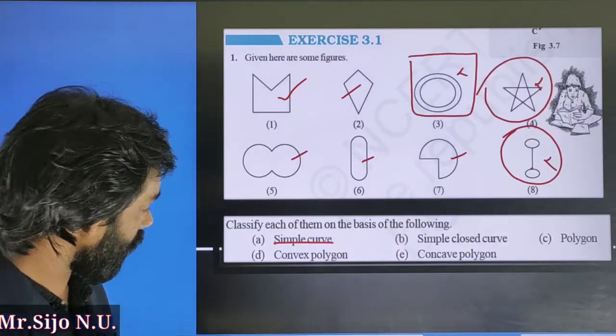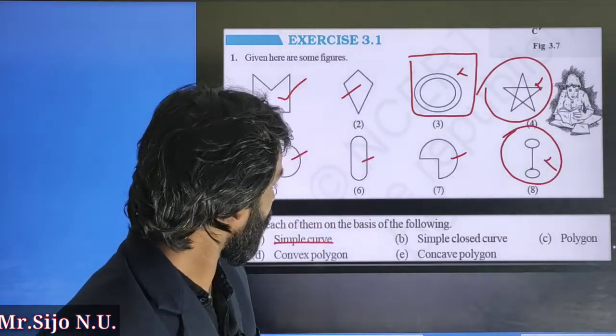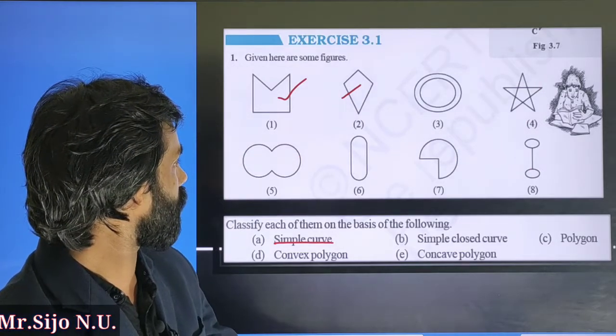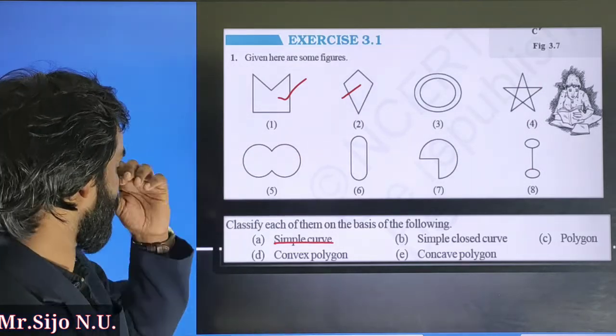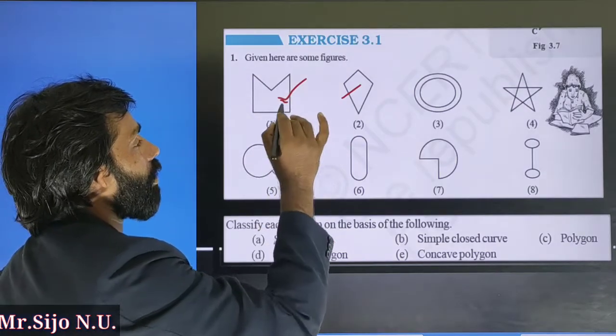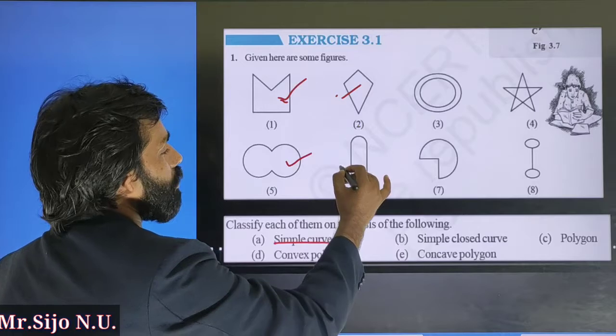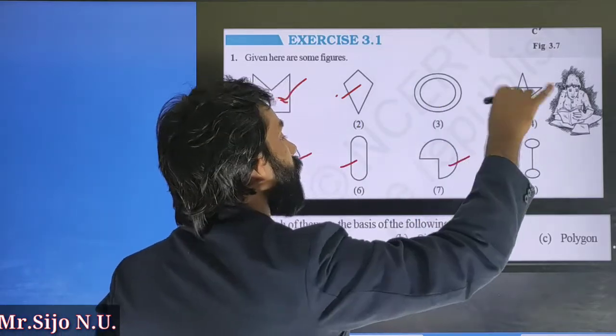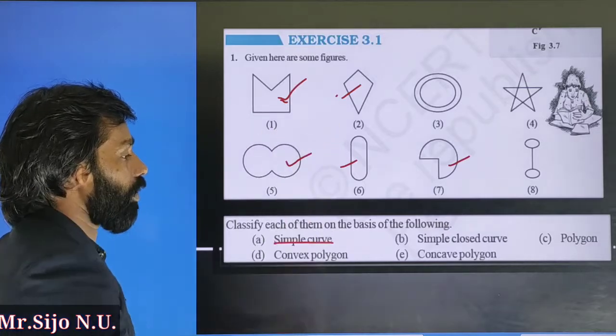Now come to the second. What is the second question? Simple closed curve. We have to categorize from here. So yes, here it's a simple closed curve. Here it is simple closed. Here it's simple closed, and here again it's simple closed. The rest are not simple closed. So these are simple closed.